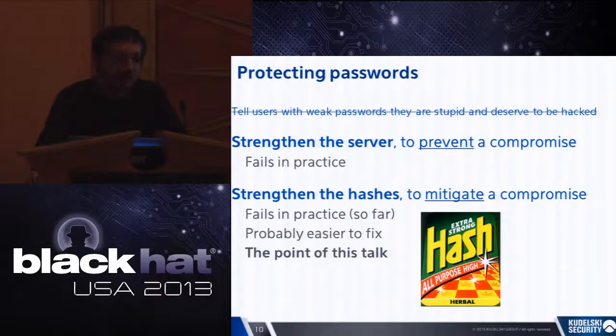Not to prevent a compromise of the server, but to mitigate a compromise. We assume that the attacker has compromised the server and obtained the list of hashes, and our job is to make it as difficult as possible to go from the hashes to the passwords. Prevention fails in practice at this point. Nobody really uses strong password hashing methods, but that's probably easier to fix because instead of solving many different problems, we just have to solve one specific problem. We have to understand what a strong password hashing method is, define security in a more formal, scientific way, and then develop techniques that match those requirements. That's the point of this talk, and what I would like to present to you today.